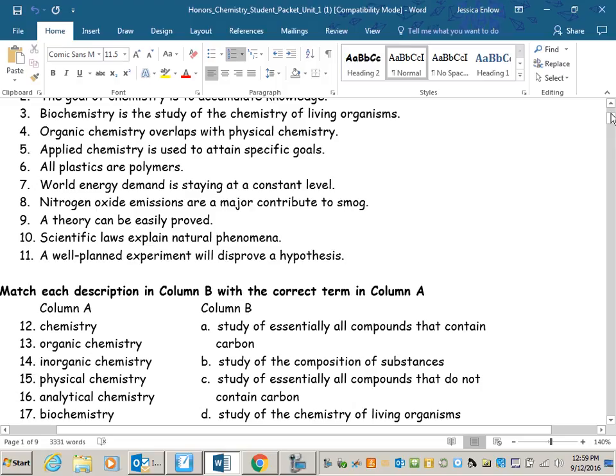Sometimes. A well-planned experiment will disprove a hypothesis. Sometimes it will, sometimes it won't. It depends on what's happening here. All right, I'm going to quickly go through a couple of these.